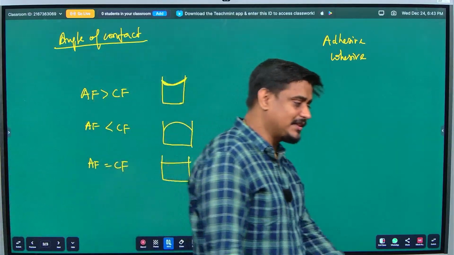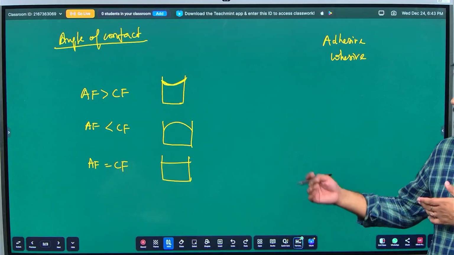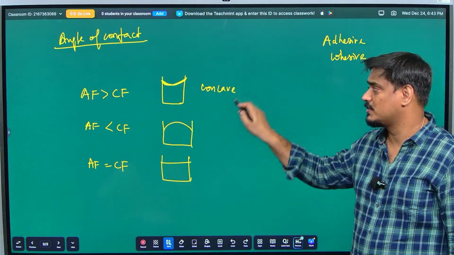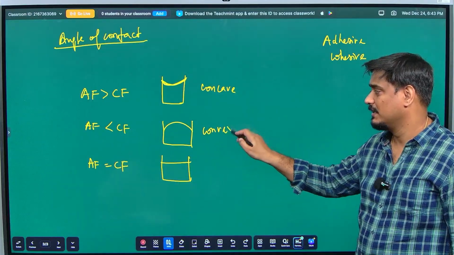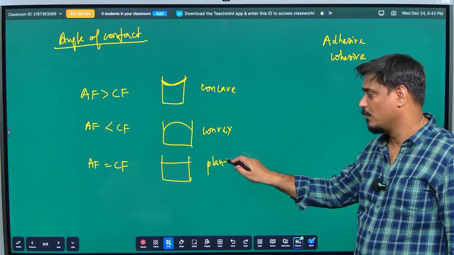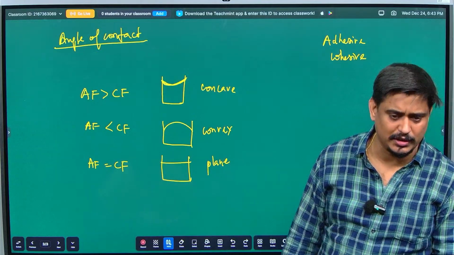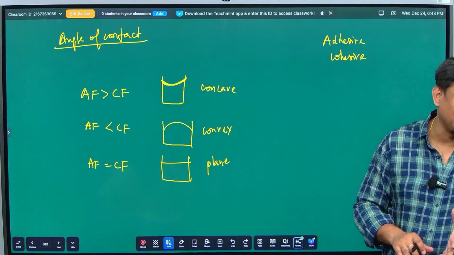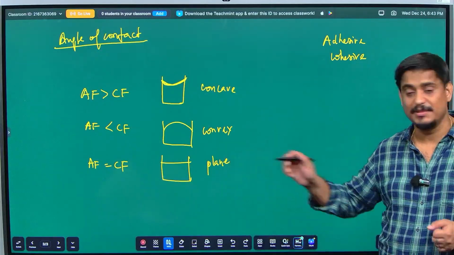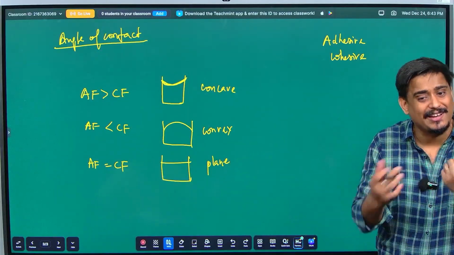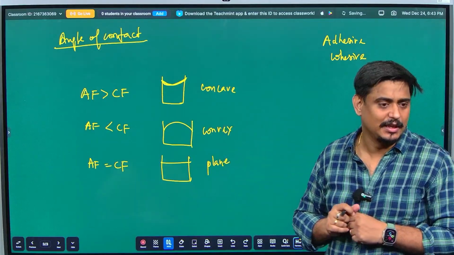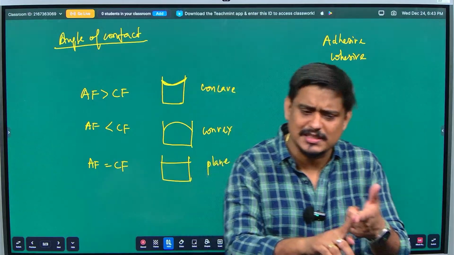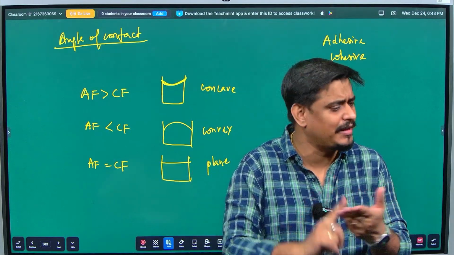In the previous lecture, when I taught this topic, I also told you which combinations will give which. This is called a concave meniscus. This is called a convex meniscus. This is called a plane meniscus. For example, if you have a glass and water, it will give you a concave meniscus. But if you have a silver glass and distilled water, it will give you a plane meniscus. If you have mercury in a glass, it will have a convex meniscus. Different combinations of materials will give different meniscuses: concave, convex, or plane.